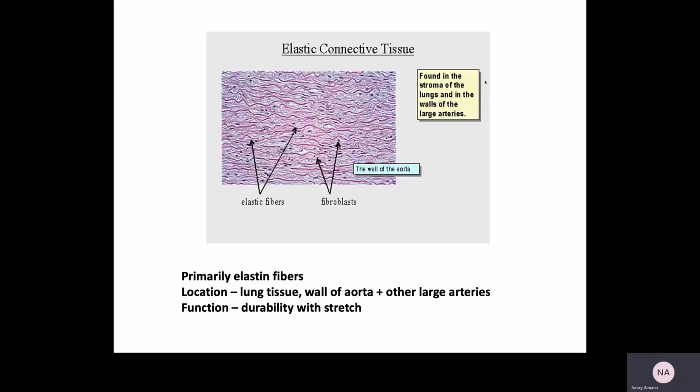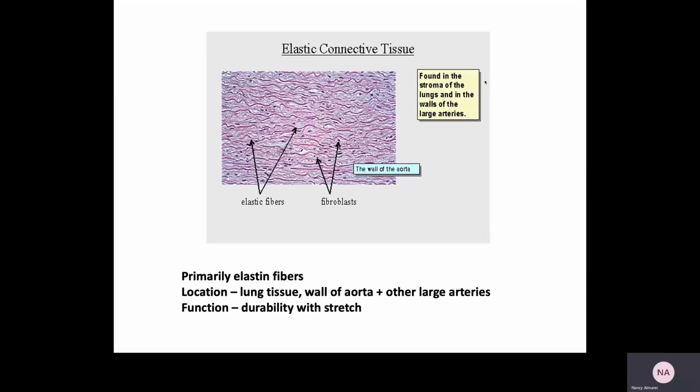Think about the walls of the lungs. You're going to find it in lung tissue, as well as in the walls of the aorta, as well as other large arteries, because those arteries have to be able to handle the force of blood when it is shot out of the left ventricle and then return back to its normal resting position once that blood has passed through. So its function is durability with stretch.